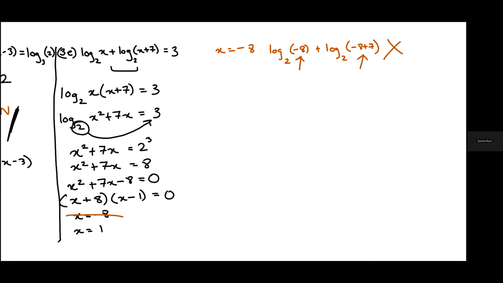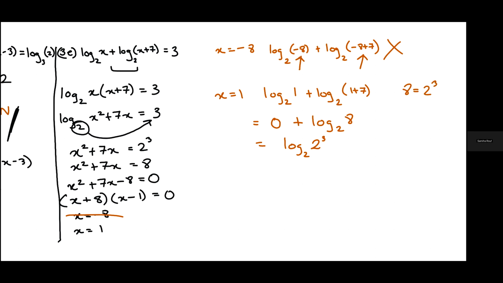Okay, and then let's check x equals 1. Well, we get log base 2 of 1 plus log 2 of 1 plus 7. Log of anything that has a 1 as the argument would equal 0. And then here we get log 2 of 8. Well, log 2 of 8 is the same as log 2 of 2 cubed because 8 equals 2 cubed. So that gives us 3 log 2 of 2 using the properties to move the power. And these are the same base, so we're left with 3, which is what we have here. So x equals 1 is the answer to this problem.